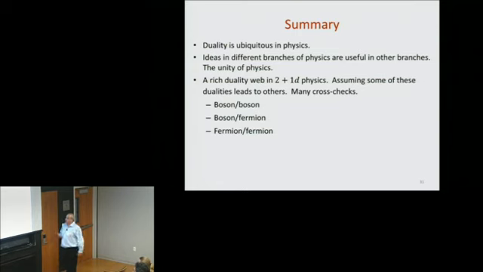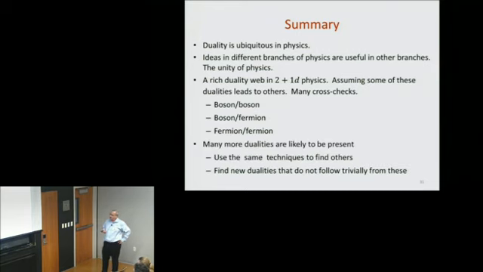And more specifically, we showed a really rich web of dualities, where assuming some of them leads to others, and there were many cross-checks. There were boson-boson dualities, the hallmark being the particle-vortex duality, and boson-fermion dualities. I showed a long list of them, and fermion-fermion duality that I skipped at the end of the talk. And I believe that there are many other dualities to be found. I think this is just the tip of the iceberg.